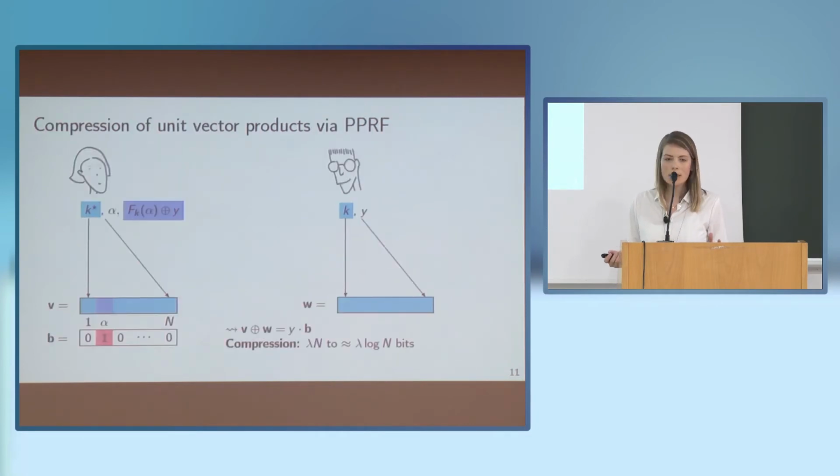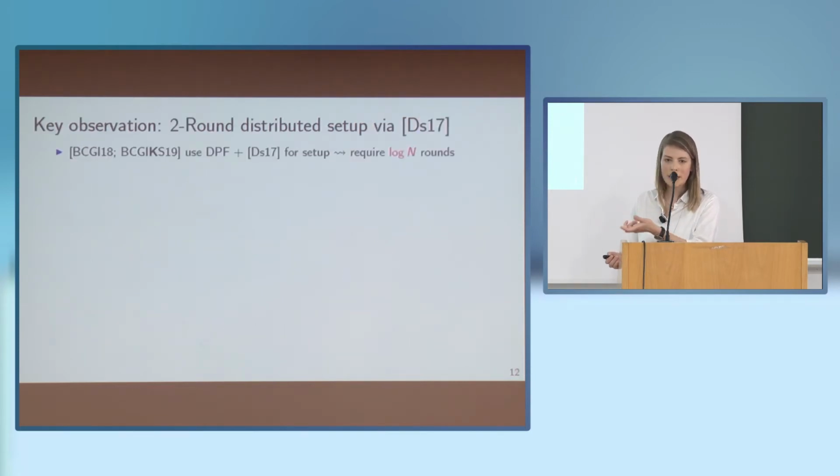So you can view this as a distributed point function, because basically it's a point function that is shared between Alice and Bob, a function that's just non-zero at a single point. One strategy is to use a technique of Dörner and Chelat from 2017 to set up the key for a distributed point function. But this requires log n rounds, because you always have to do something depending on the last outcome of the OT, so you inherently have log n sequential executions of OT.